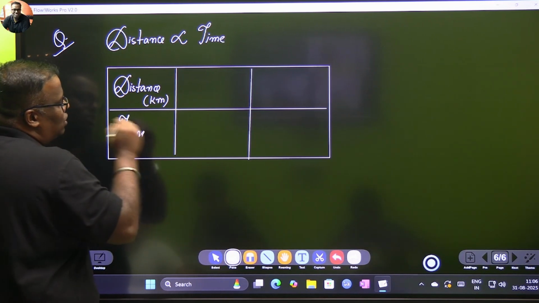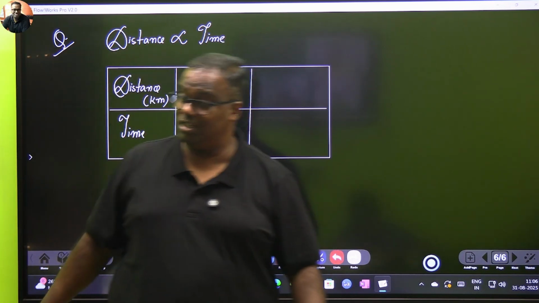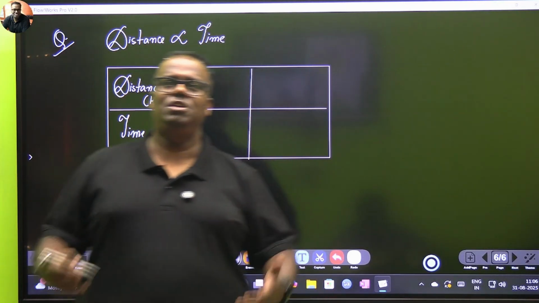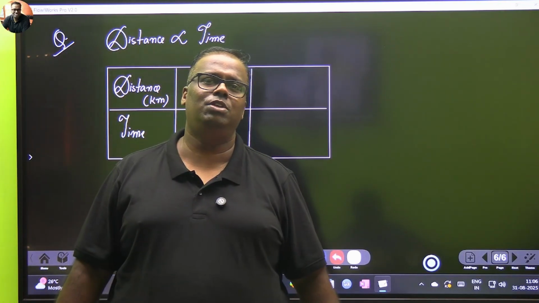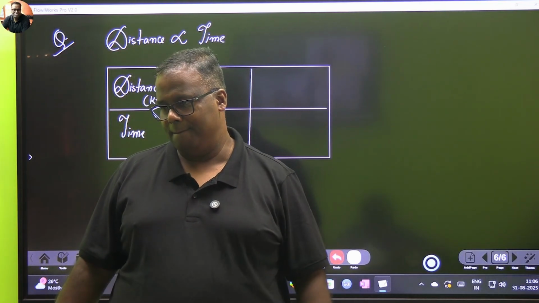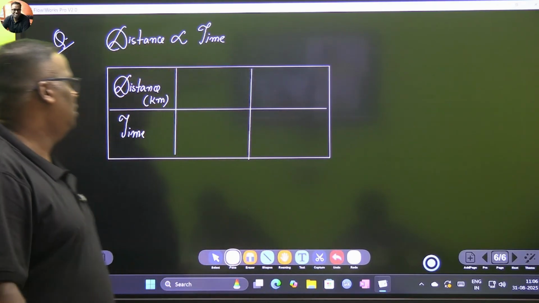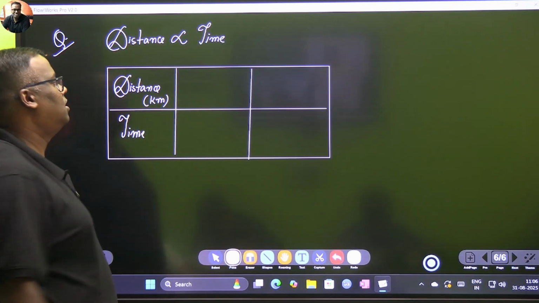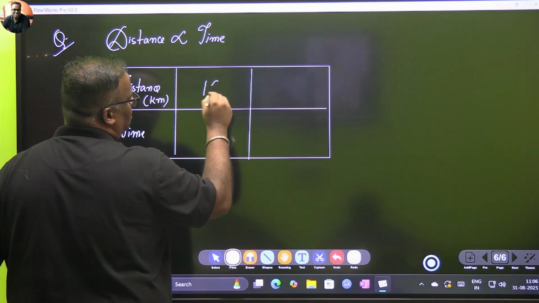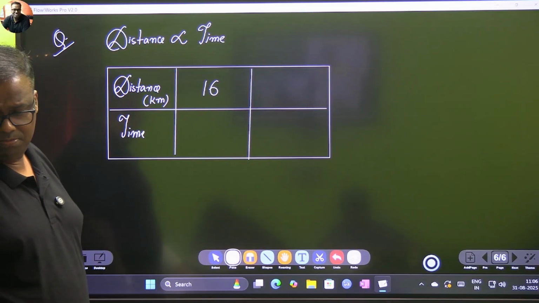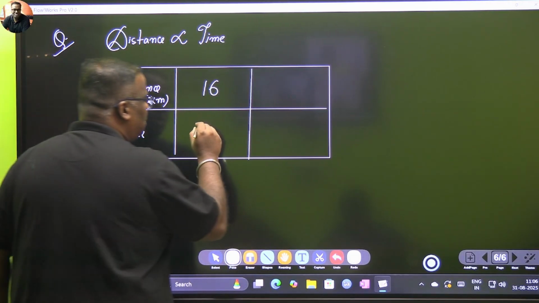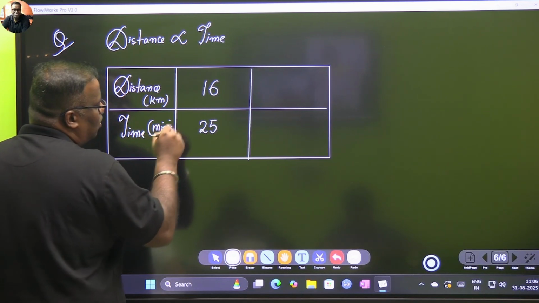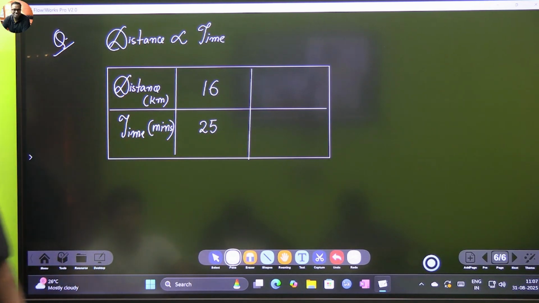Now they have tried to trick you in time by giving one time in minutes and one time in hours. So do you want to solve it in hours or in minutes? I am putting the choice on you. You want to solve it in minutes? Okay, very good. So tell me the first data. What is the first distance? 16, the first distance is 16. Time? 25 minutes. Okay, very good. So our boy wants to solve it in minutes.